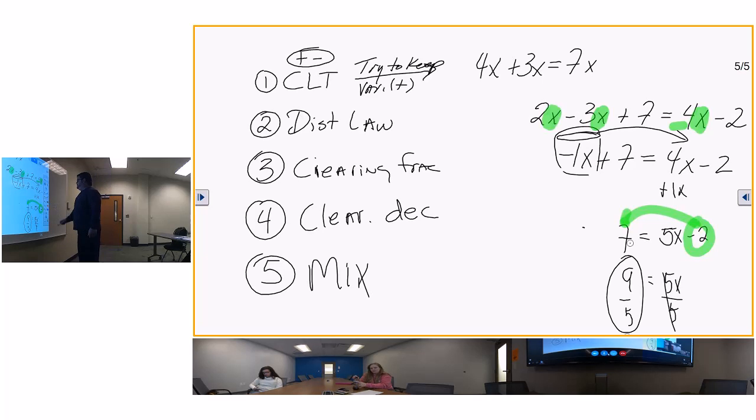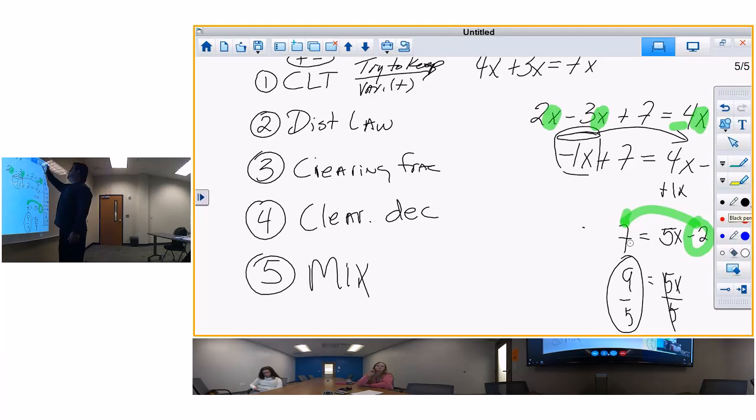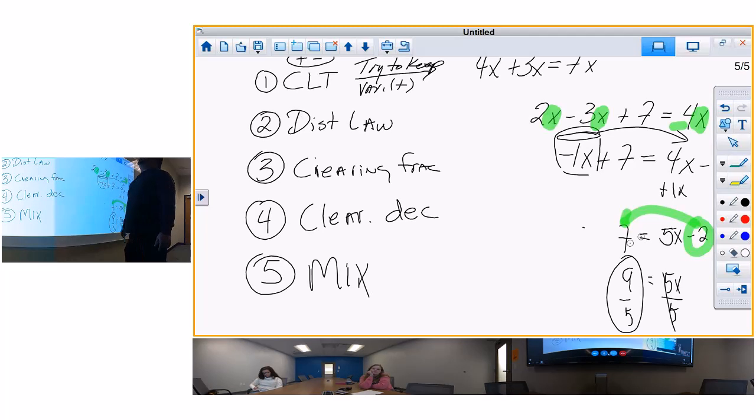Now, let's look at distributive law. How many of you have ever worked with concrete before?